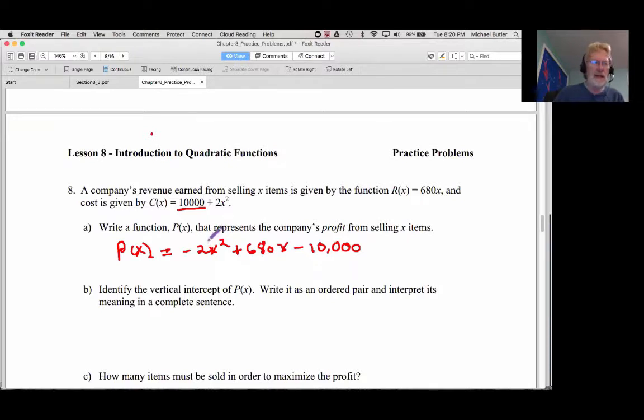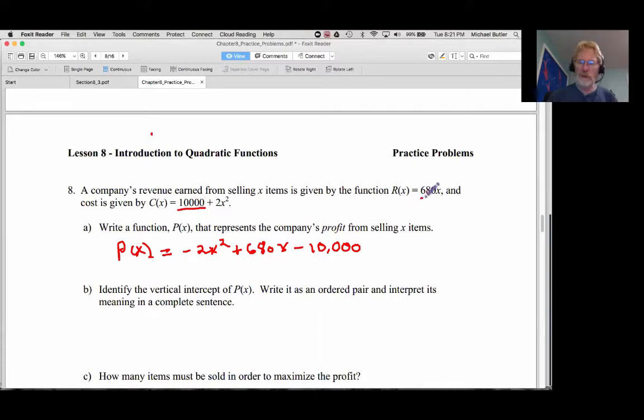It means I had to cough up $10,000 to start my company. So before I even made a single item, I had to have $10,000 worth of capital to get going. You can think about it like maybe being a food cart. To get the food cart going, I needed $10,000 up front. And then for every falafel I sell out of my food cart, 2 times the number of falafels squared is going to increase my cost, which makes sense. If I'm making falafels, every falafel I make, I have to pay something for it, right?